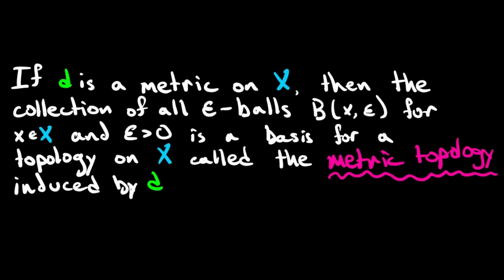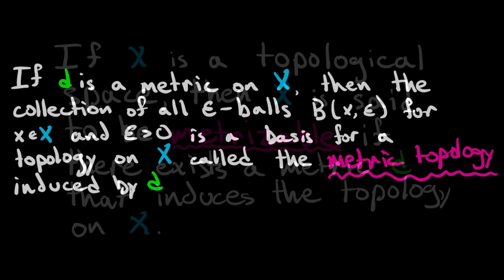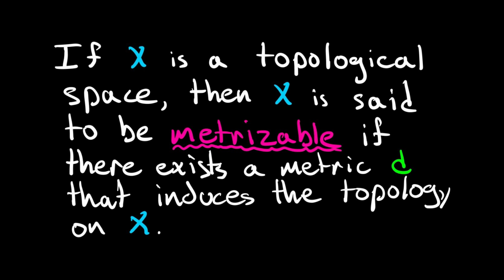We now introduce the definition of the metric topology. If D is a metric on X, then the collection of all epsilon balls for epsilon greater than 0 is a basis for a topology on X called the metric topology induced by D. Furthermore, if X is a topological space, then X is said to be metrizable if there exists a metric D that induces the topology on X.